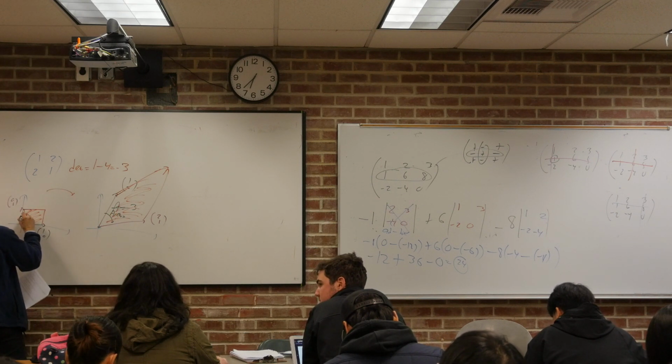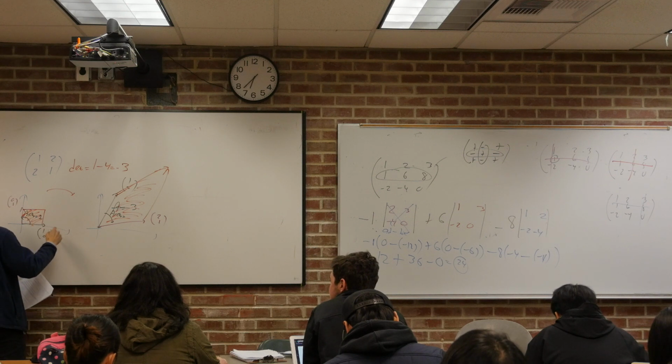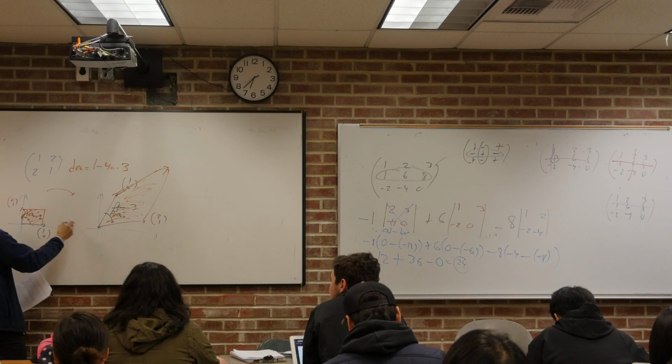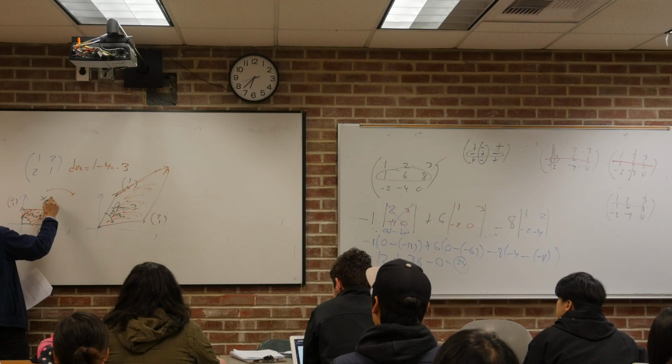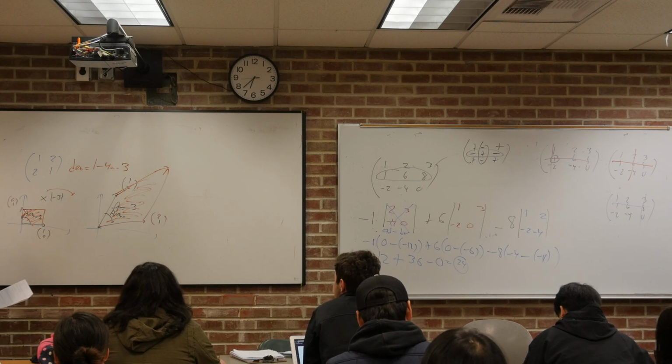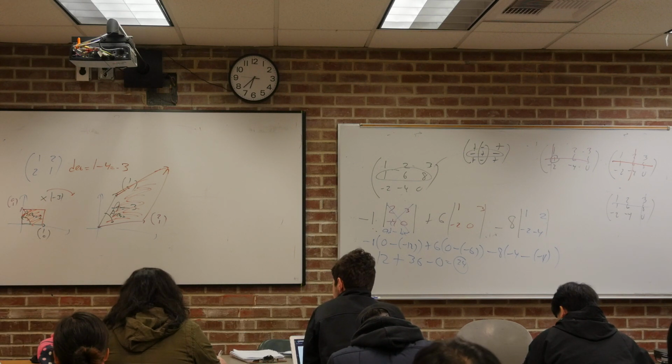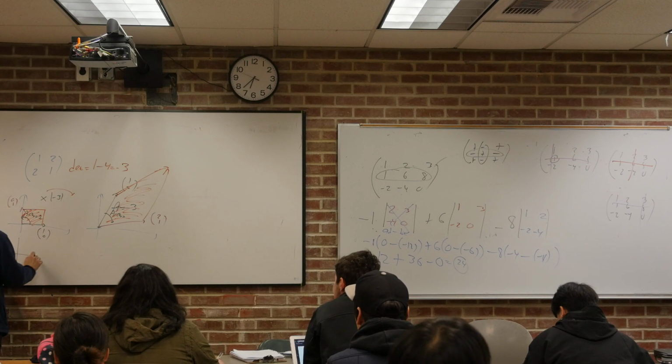Actually, let's back up. What's the area of this guy? 1. And then the fact that the determinant is negative 3 means the areas go up by the magnitude of that. So every area is 3 times bigger.